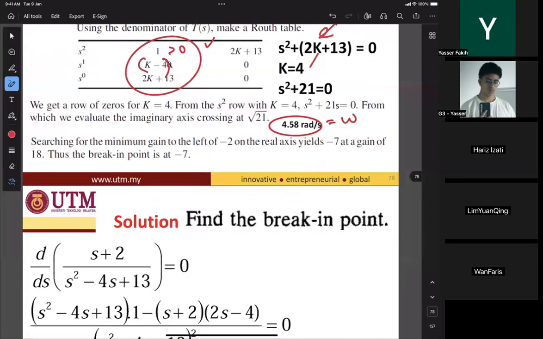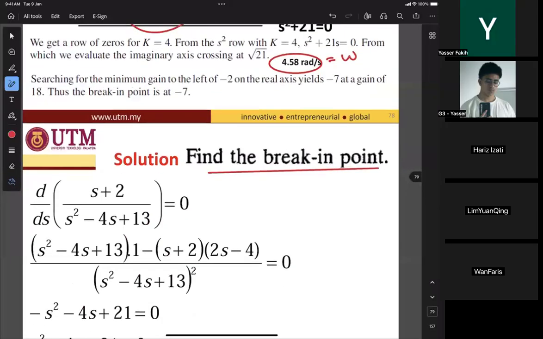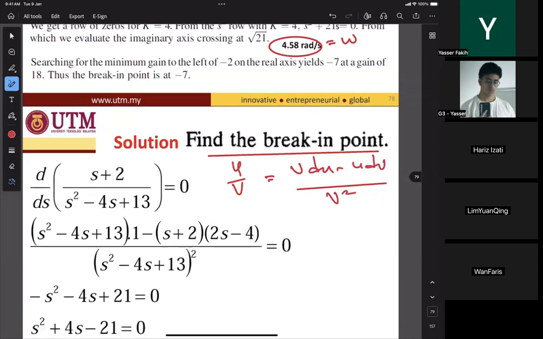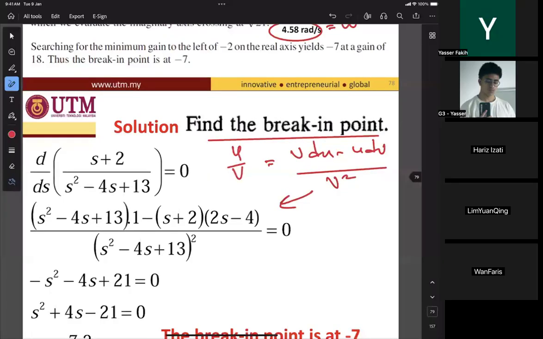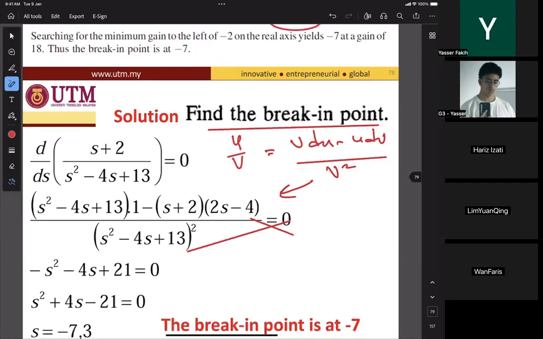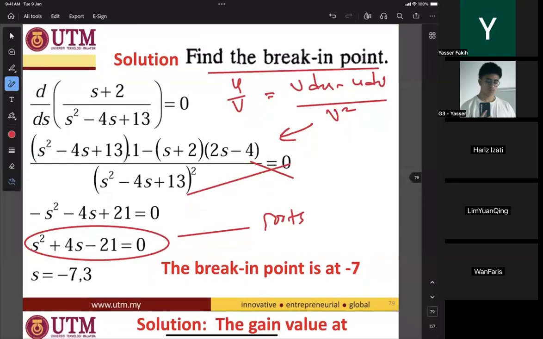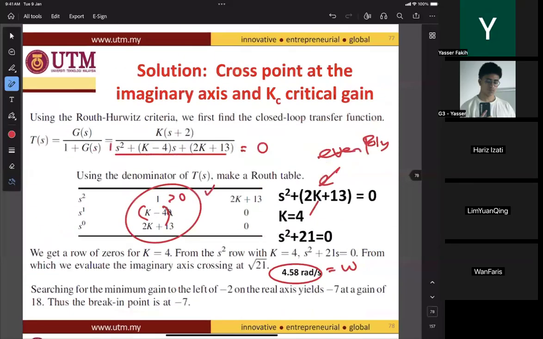And the break-in point is found by using calculus, the quotient rule: (v du minus u dv) over v squared. Simplified, cross multiply, you will get this quadratic equation. Factorize, you get -7 and 3. So 3 is not relevant, because from the freehand plotting, the break-in point is at -7, which is over here.